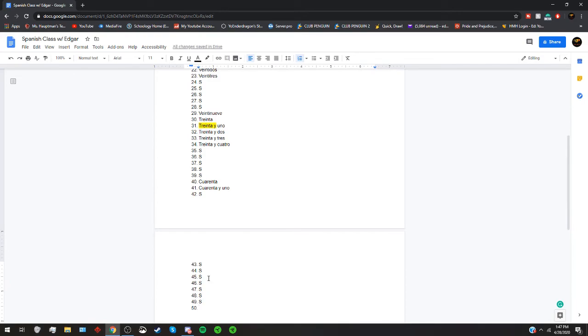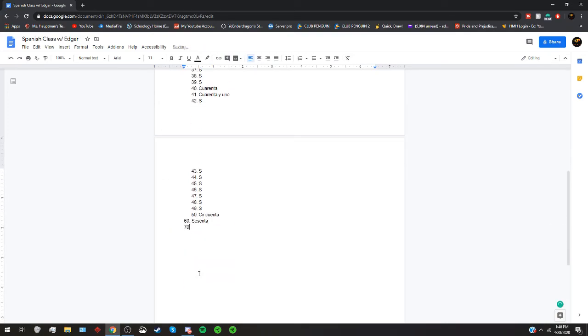By now, I'm not going to do all the ones in between. I'm just going to give you all the tens. So 50 would be cincuenta. 60 would be sesenta. Yeah, it's not going to be on sync, but 60 would be sesenta. 70 would be setenta. 80 would be ochenta. 90 would be noventa. And 100 would be cien. So yeah, it keeps going after 100, but this is basic Spanish. This is all the numbers you need to know.